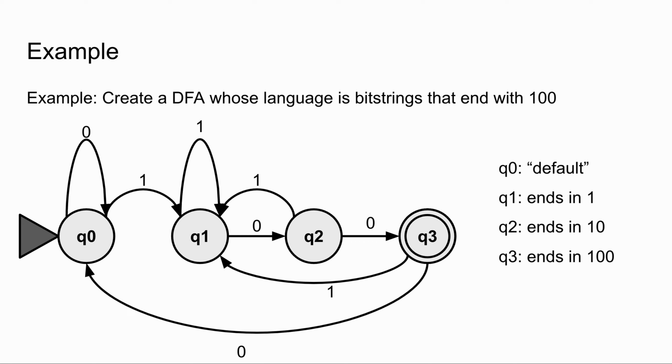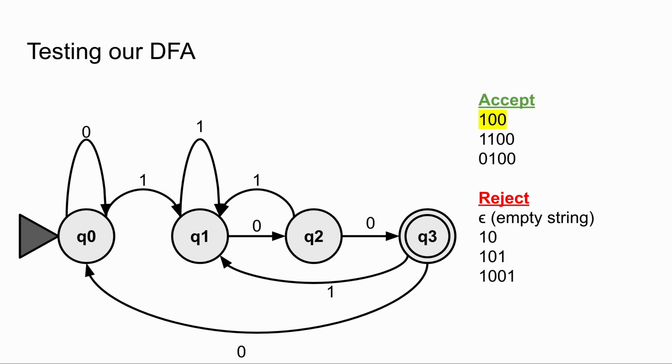Now, our DFA is complete. But how do we know if it actually works? Whenever we are tasked with creating a DFA, it's a good idea to generate a list of test strings, that is, strings that we expect our DFA to accept and strings that we expect our DFA to reject. One thing I like to do is that I always include the empty string because that's an edge case that's easy to miss. Now, let's run our DFA on the first input, 1, 0, 0.